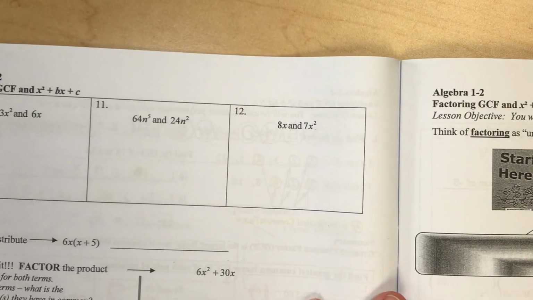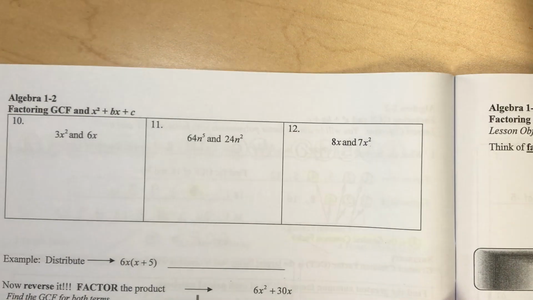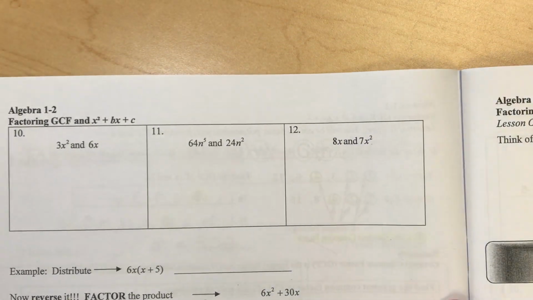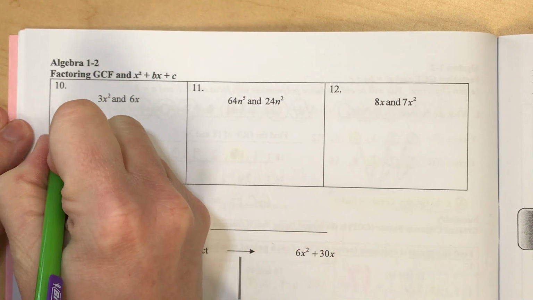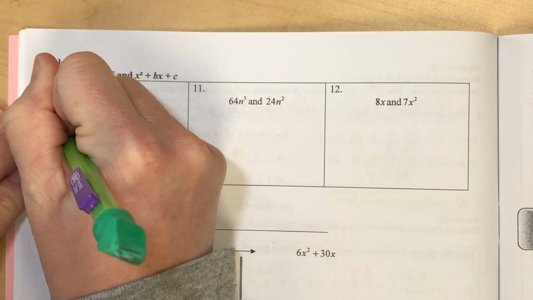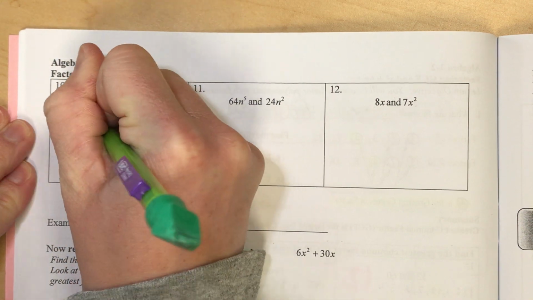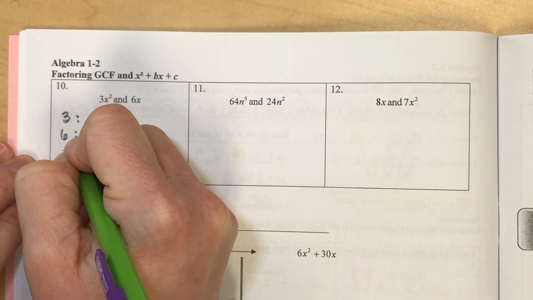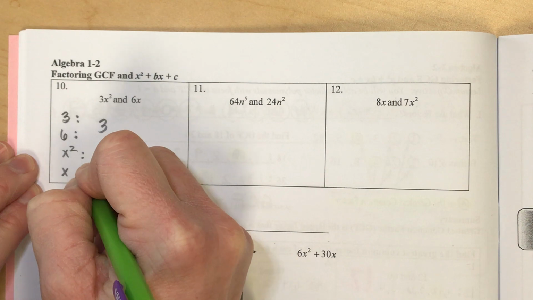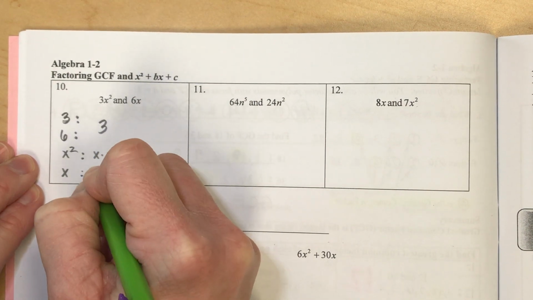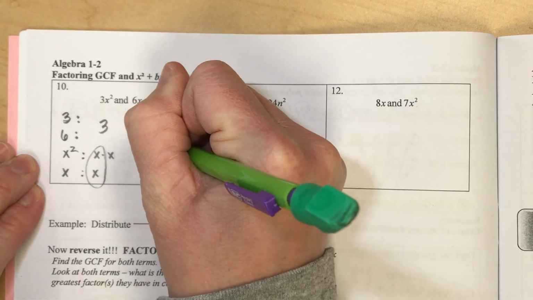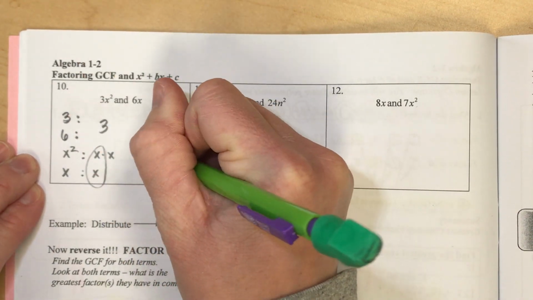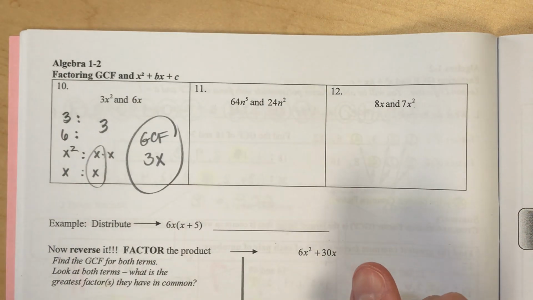And I have 2 more examples here on the next page of your notebook, and it is 3x squared and 6x. Both of those 2 numbers are divisible by 3. And then for x squared and for x, if this is x times x and this only has 1, the greatest common factor is what they both have. So my GCF here, put them together, the 3 and the 1x, I have 3x.